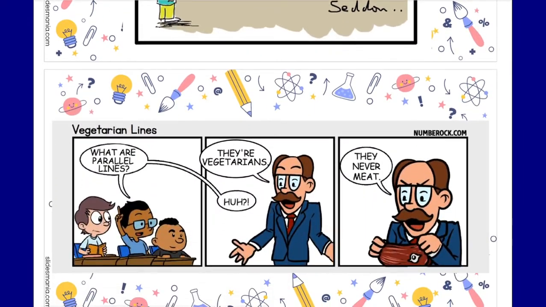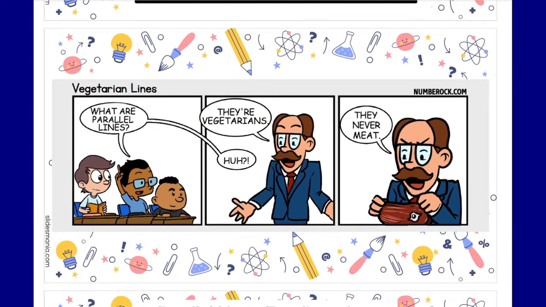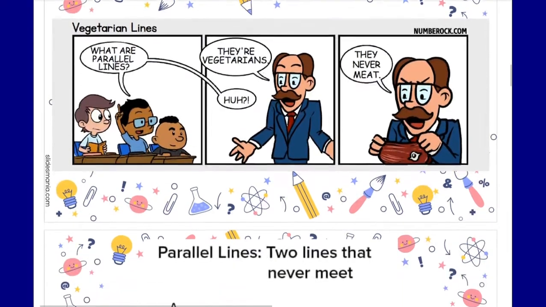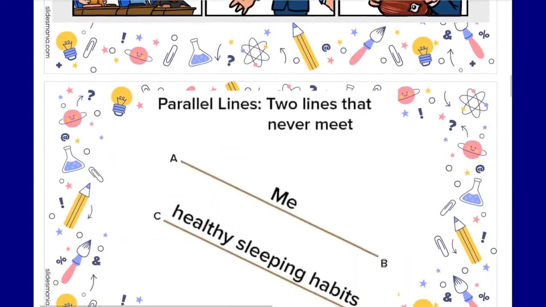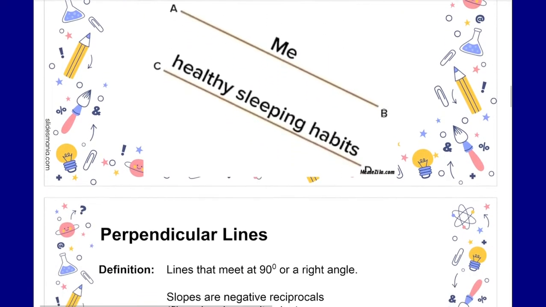Just look at some comics about parallel lines. Come from a parallel universe. What are parallel lines? They're vegetarians, huh? They never eat meat. Or it's not never eat meat, they never meet. I kind of messed that one up, but you get the idea. Parallel lines, two lines that never meet, like me and my healthy sleeping habits.